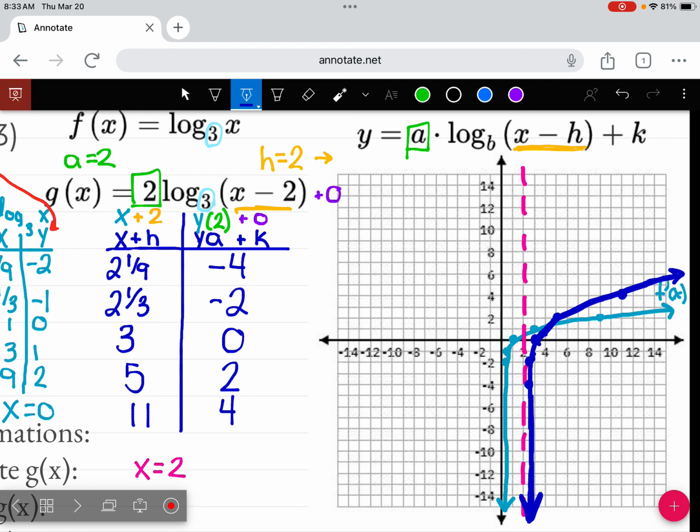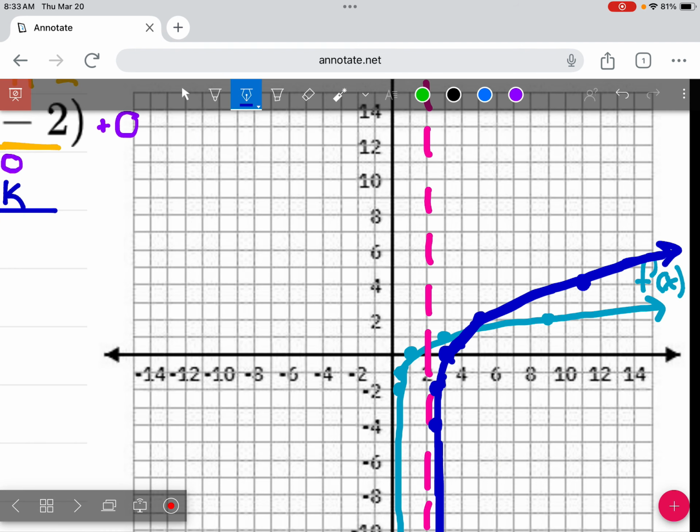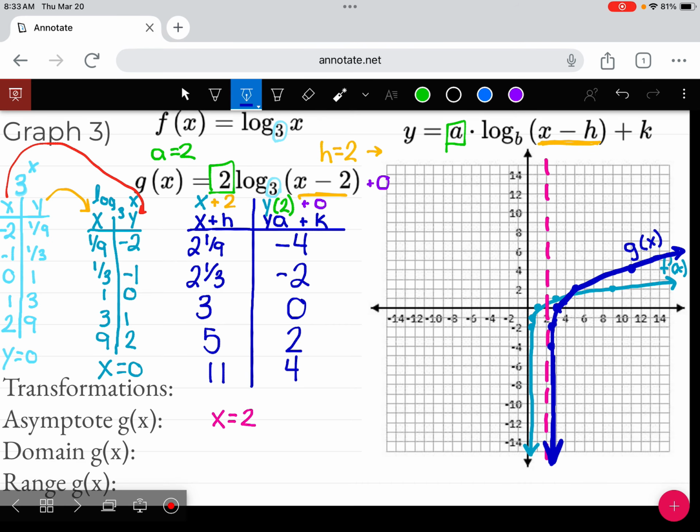And again, we can say that this is our transformed function by doing light blue line, dark blue line. I can come in here and label this guy my g of x, because that's what we called the transformed function. Make it clear which one we're talking about here.